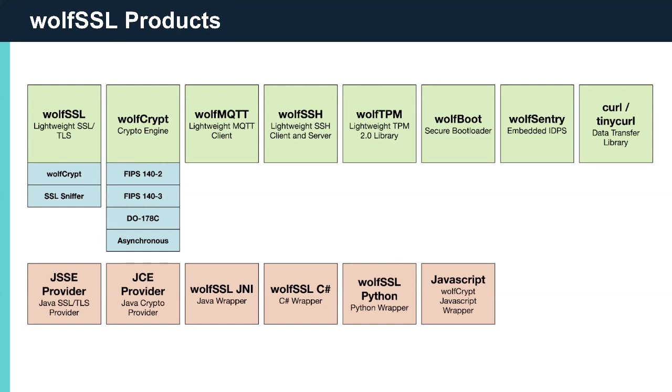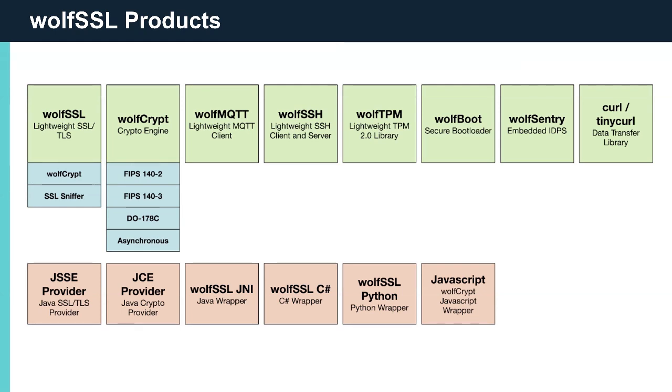We have wolfMQTT, which is an MQTT client library, an SSH server and client implementation called wolfSSH, a TPM 2.0 library called wolfTPM. wolfBoot is our secure bootloader. The newest product for us in the last year or so is wolfSentry. This is an embedded intrusion detection and prevention system. We wanted to bring the concepts, kind of a firewall and iptables, fail2ban that Linux has, down to the embedded level, giving you the ability to monitor a connection for malicious events, and when something happens, to take action on that, either based on a dynamic or static rule.